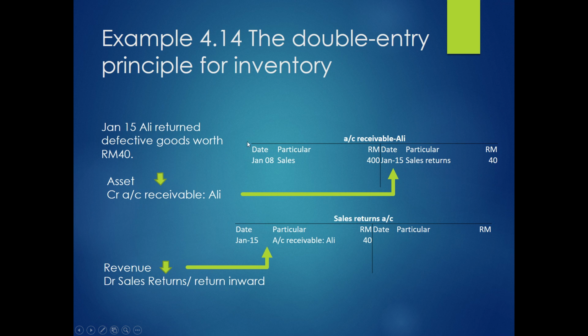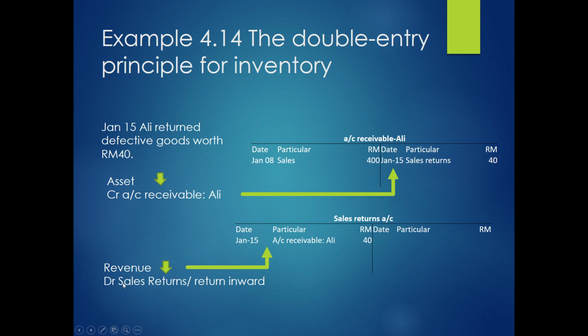So this is the customer returning the defective goods to the business, which is known as sales return or return inward. Return inward are goods returned to the selling entity by the customer, right? Okay, so when there is a sales return or return inward, revenue will decrease.